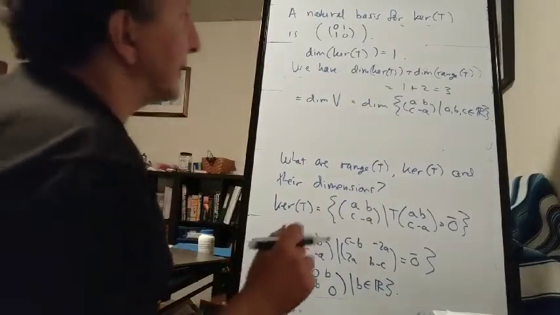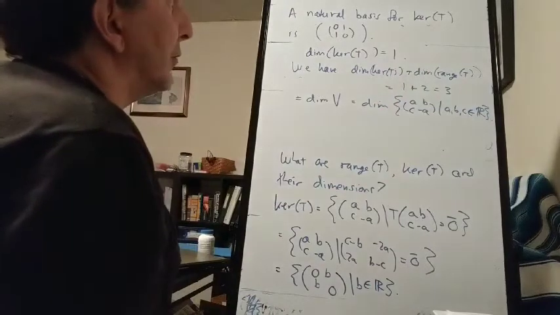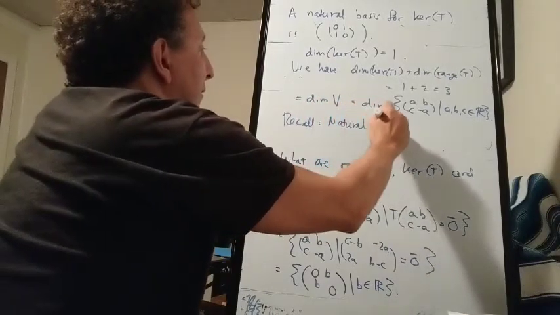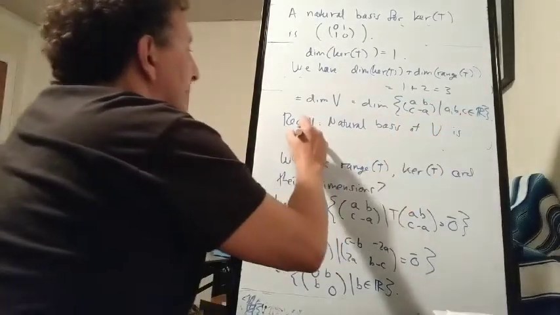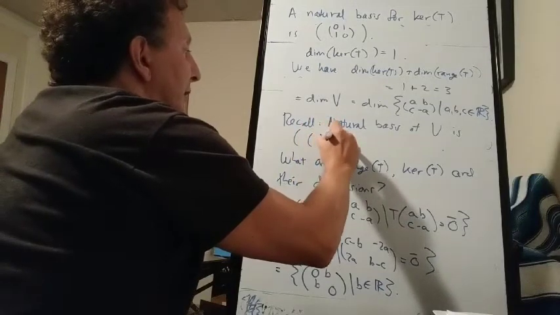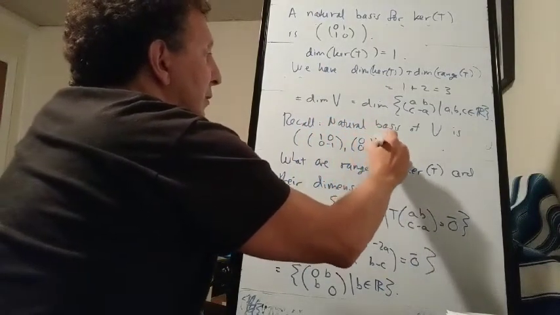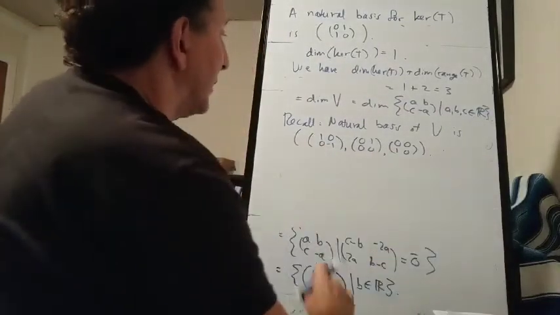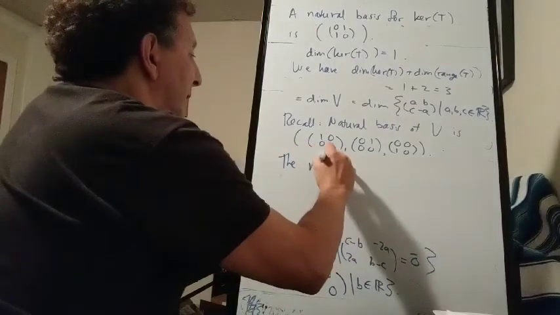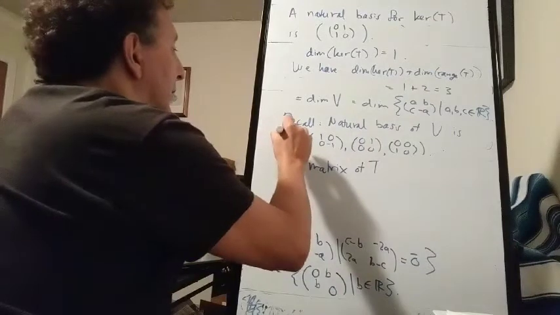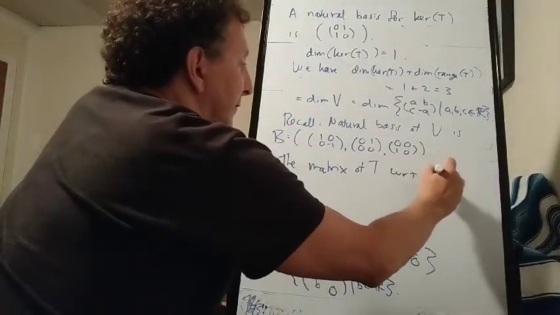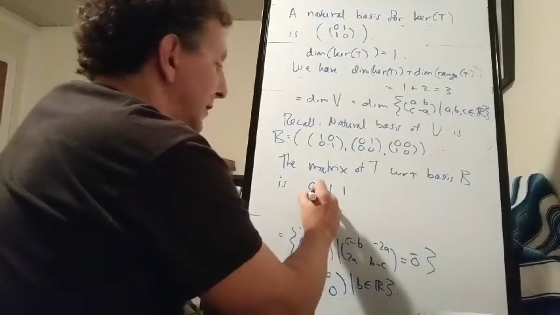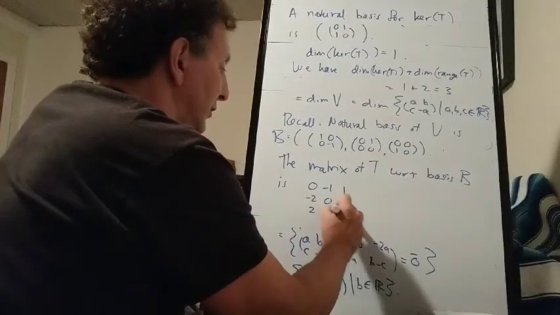All right, now let's relate this to null space and column space of the matrix of T. So recall that the natural basis of V is the 3 matrices 1, 0, 0, negative 1, 0, 1, 0, 0, and 0, 0, 1, 0. And we computed that the matrix of T with respect to the basis B is 0, negative 1, 1, negative 2, 0, 0, 2, 0, 0.